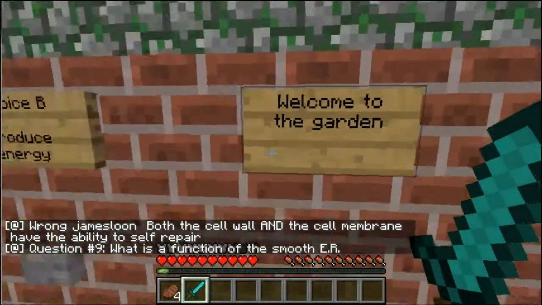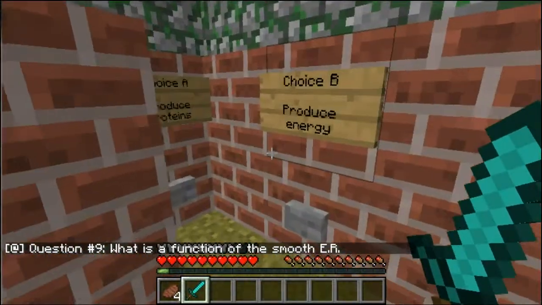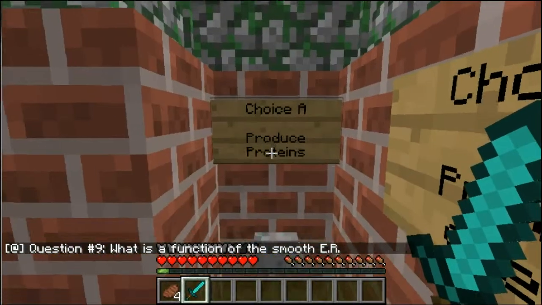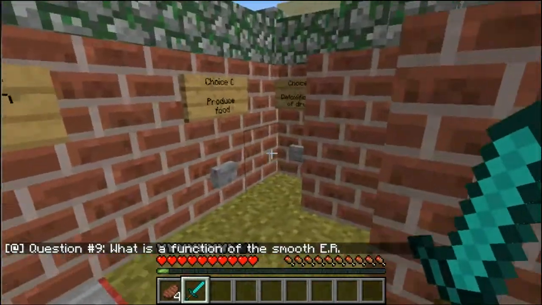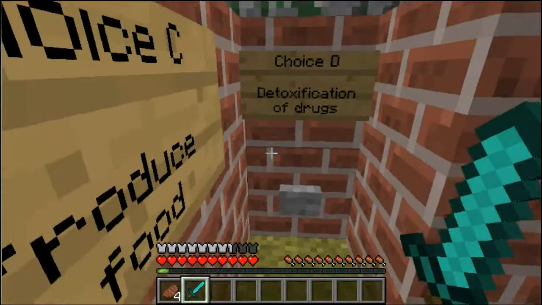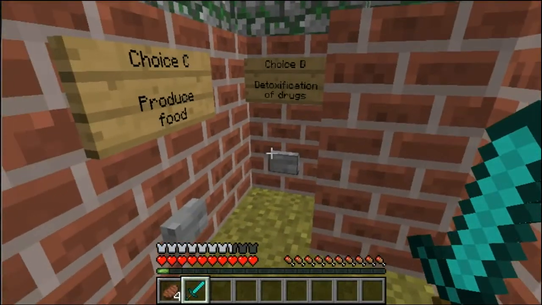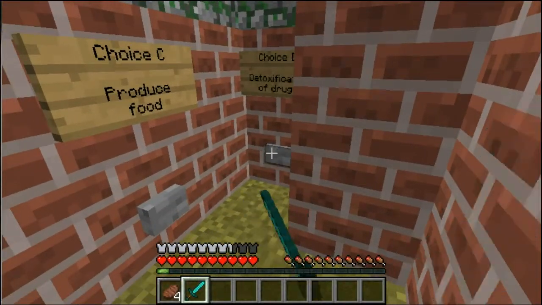Alright, so then, what is a function of the smooth ER? You've got choice A, produce proteins, choice B, produce energy, choice C, produce food, or choice D, detoxification of drugs. It is D.